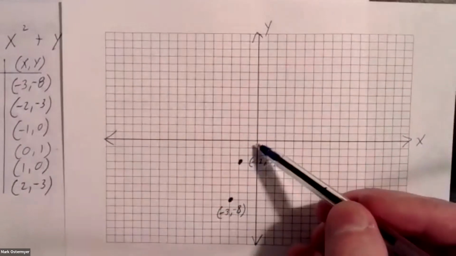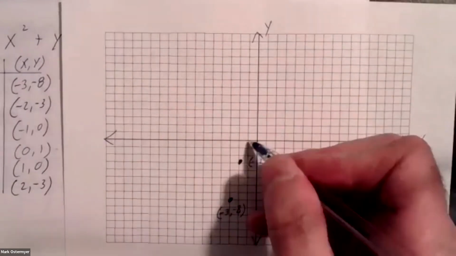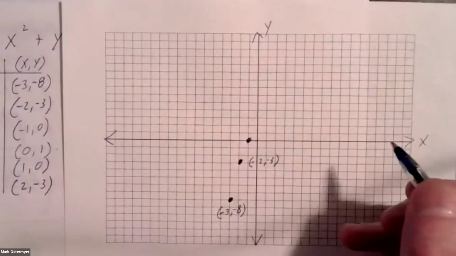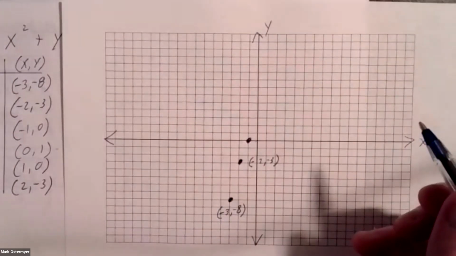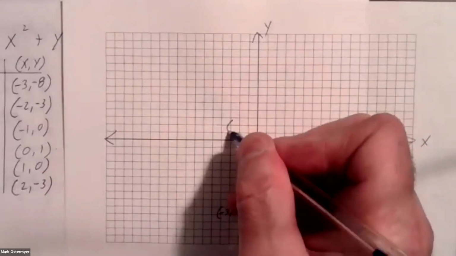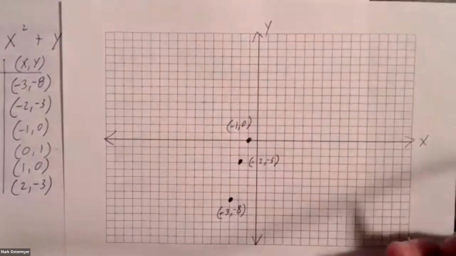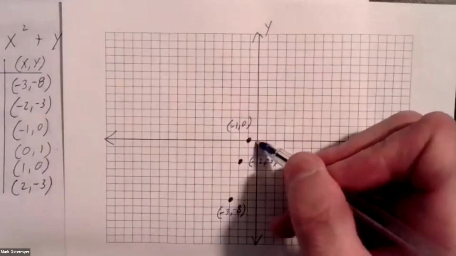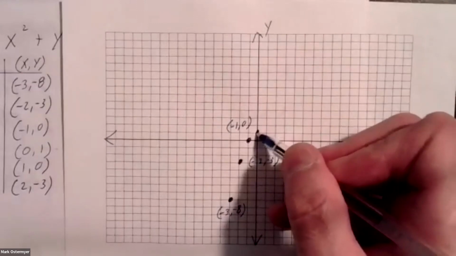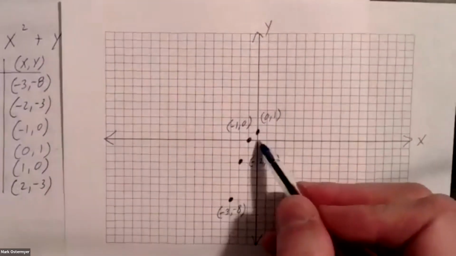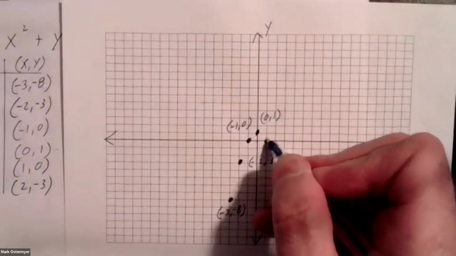Negative 1, 0, starting at the origin, we go 1 to the left and we stay right on the what? Right on the x-axis. There's negative 1, 0. 0, 1 is going to have us start at the origin, move just up 1 unit on the y-axis, 0, 1. 1, 0, starting at the origin, we move 1 to the right, there's 1, 0.